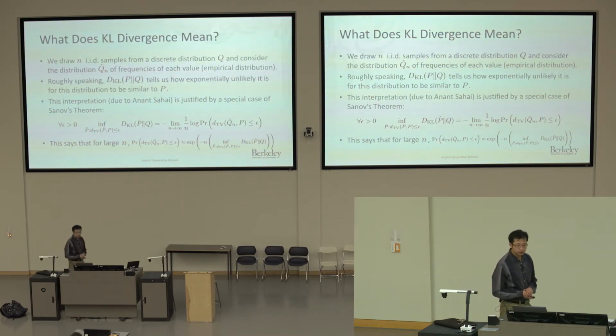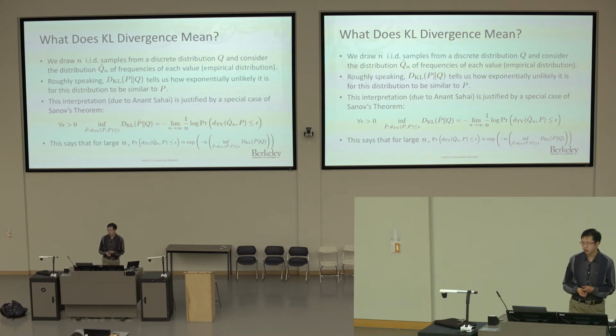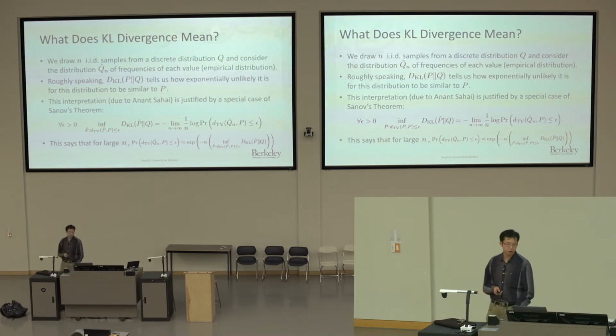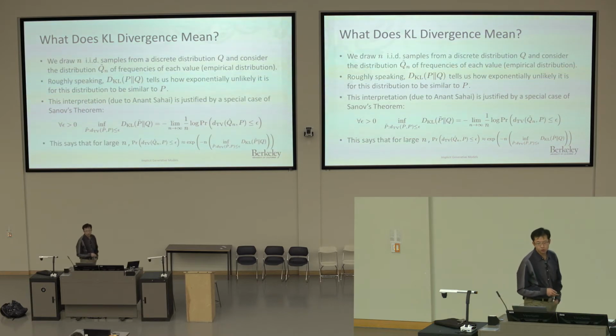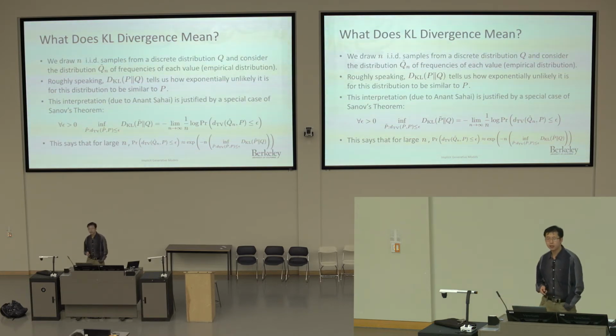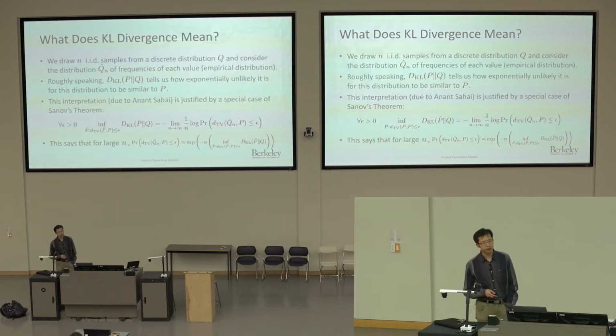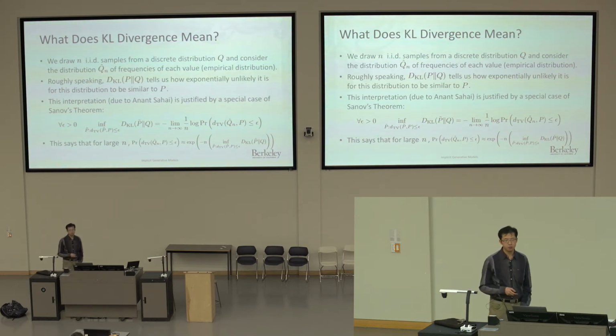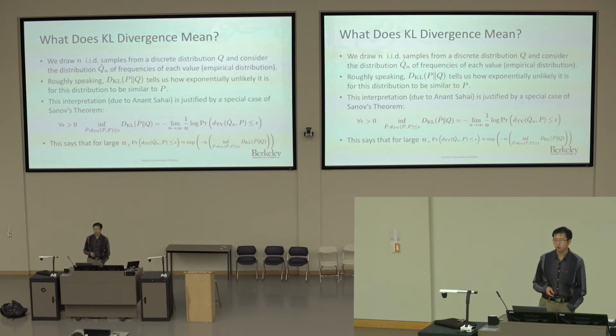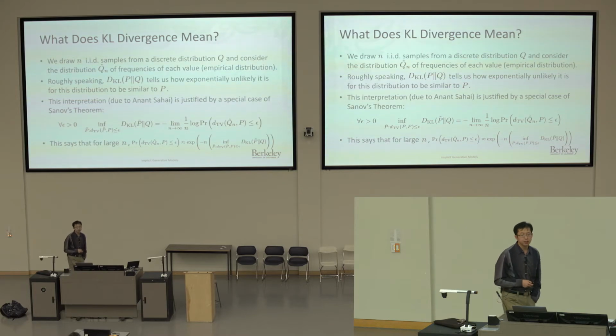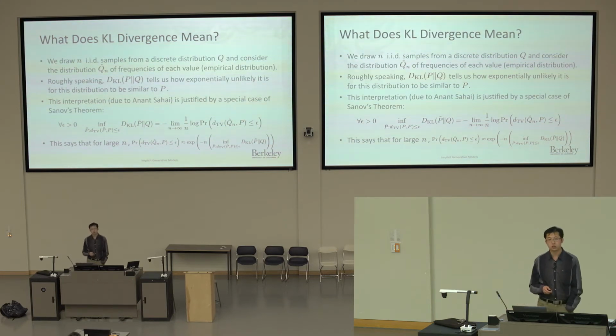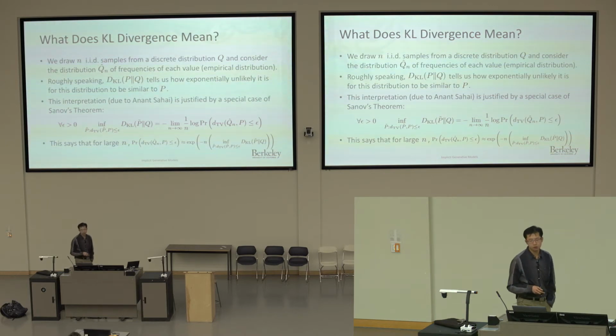Okay, so now let's talk about what KL divergence actually means and try to gain an intuitive understanding of what it measures. Let's consider the following setting. We draw n IID samples from some discrete distribution Q and consider the distribution of the samples, the frequencies of the samples attaining a certain value. This is known as the empirical distribution. Roughly speaking, the KL from Q to P tells us how exponentially unlikely it is for this distribution of samples to be similar to P.